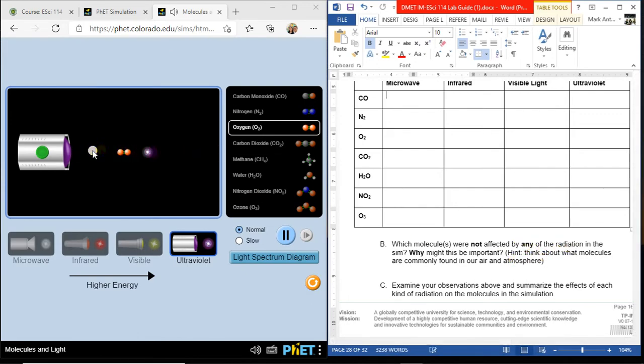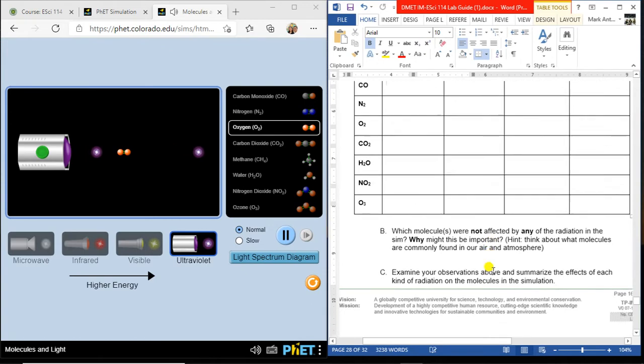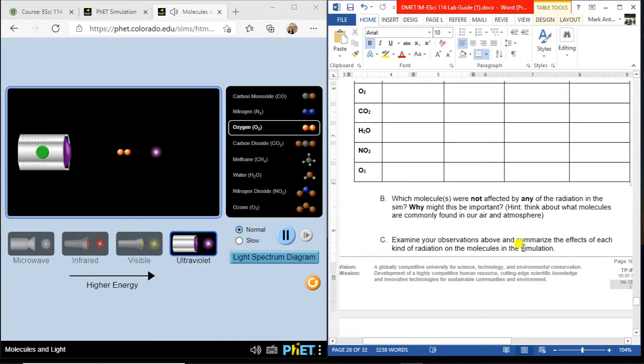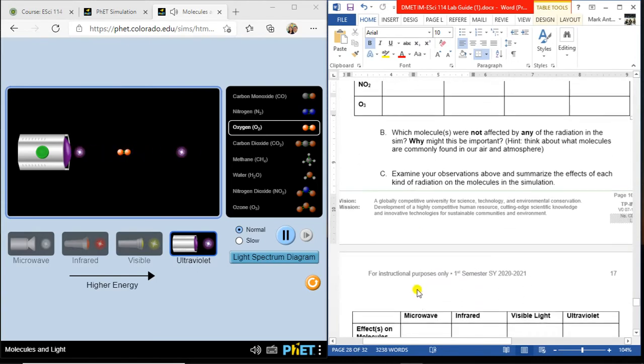So the particles that wobble and move are those that absorb the electromagnetic radiation coming from our light source. Those not affected are the ones where, when the light hits them, nothing happens. You saw no effect. Okay? So here, examine your observation above and summarize the effects of each kind of radiation on the molecules in the simulation. It's up to you.